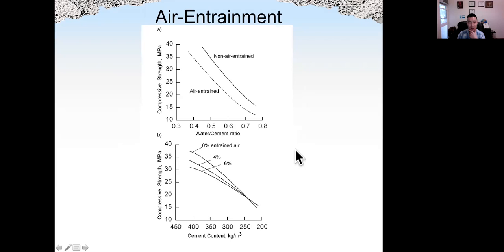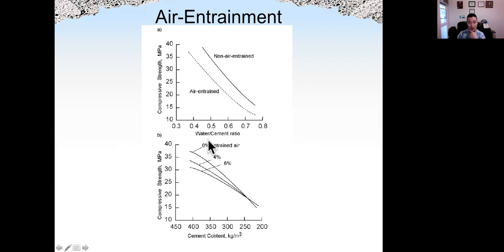Okay, so air entraining agent, as we discussed in the lecture on chemical admixtures, will introduce isolated air bubbles in the concrete. So the porosity will be higher when we have air entraining agent. Also, we can see here that for the same water to cement ratio, air entrained concrete has lower strength.